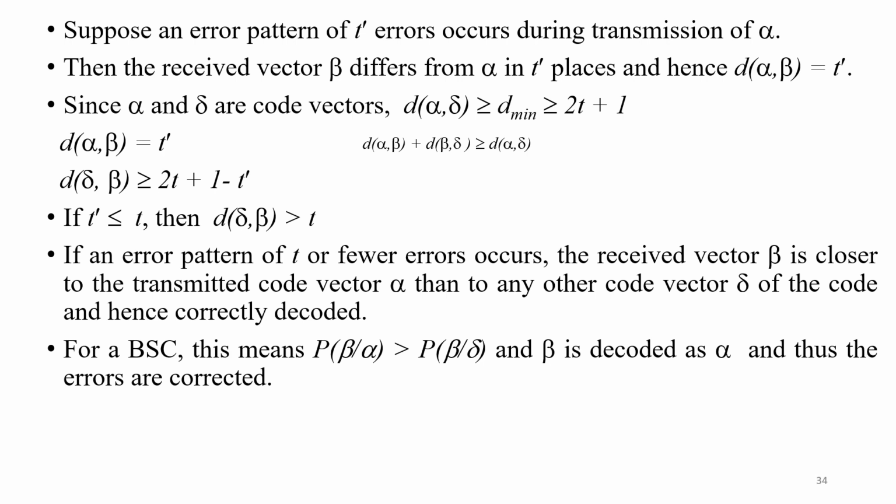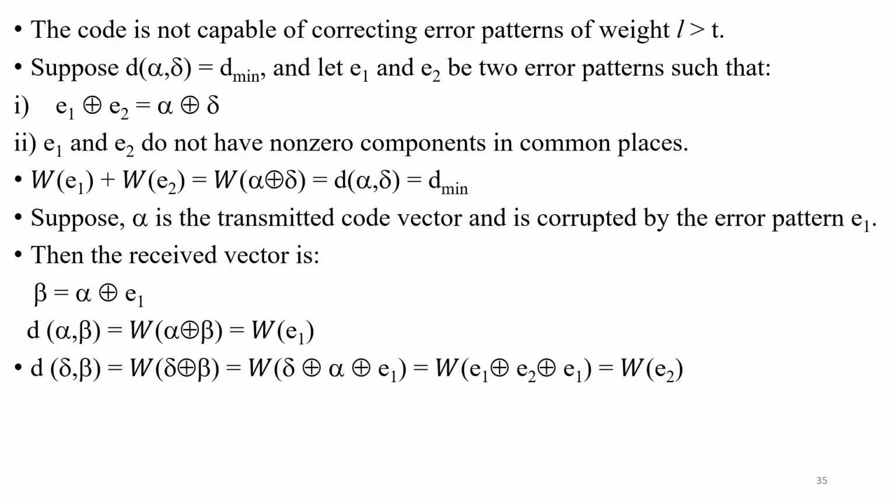If an error pattern of T or fewer errors occurs, the received vector beta is closer to the transmitted code vector alpha than to any other code vector delta of the code and hence is correctly decoded. For a binary symmetric channel, this means P of beta given alpha will be greater than P of beta given delta, and beta is decoded as alpha and thus the errors are corrected.